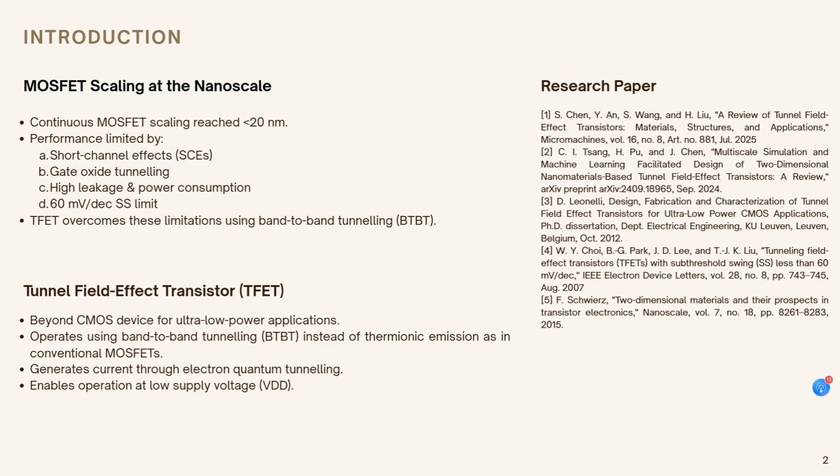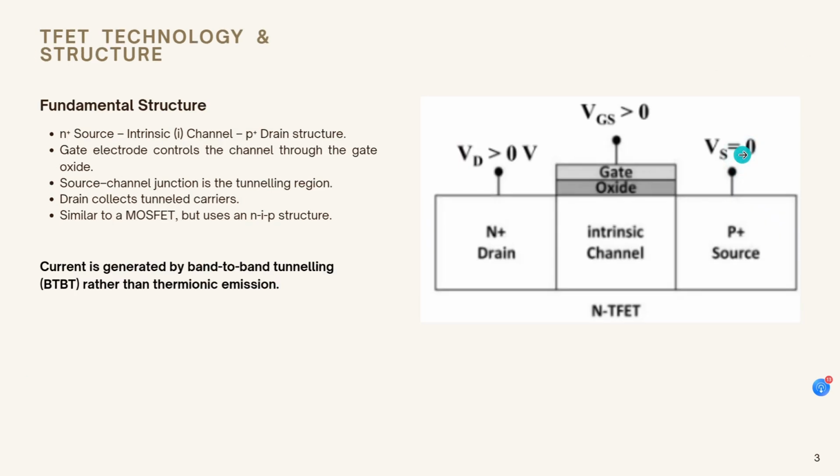Now that we have discussed why TFETs are needed, let's examine their device structure. At first glance, the overall layout looks quite similar to a conventional MOSFET because both devices have a source, a channel, a drain, and a gate electrode. However, the key difference lies in how these regions are arranged and how current is generated.